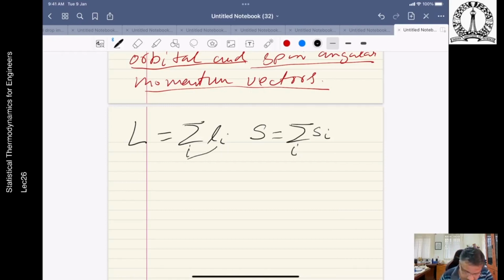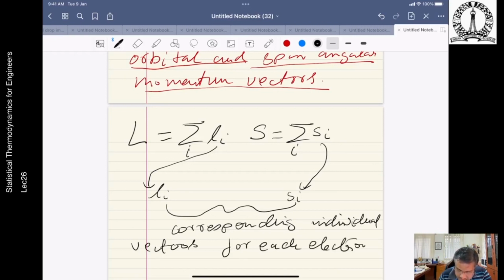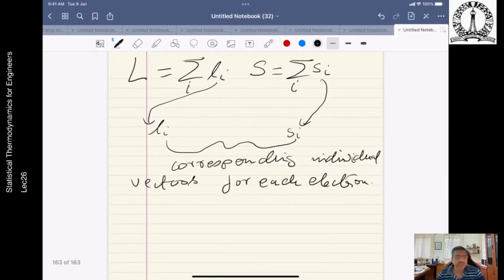Where Li and Si, what do they indicate? They indicate the corresponding individual vectors for each electron, which we already know. So this is the first step that we did.